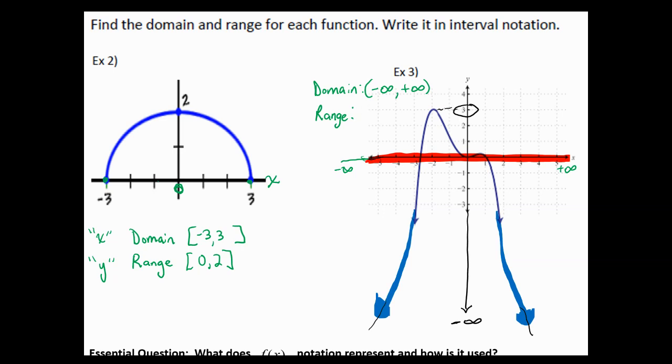So the range for this one is going to keep going all the way from the lowest number, negative infinity. And all infinities have parentheses, but it only tops out at 3. It doesn't go any higher, and that's a closed dot at 3.